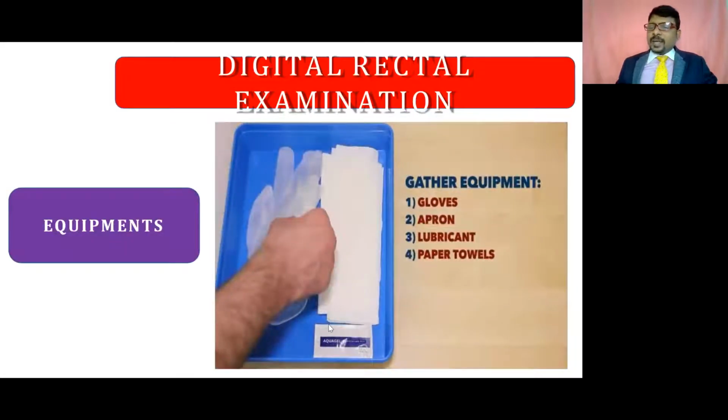What equipment is going to be used in digital rectal examinations? The equipment is, first, gloves, apron, lubricants, and paper towels. These are the basic equipment to do the digital rectal examination.